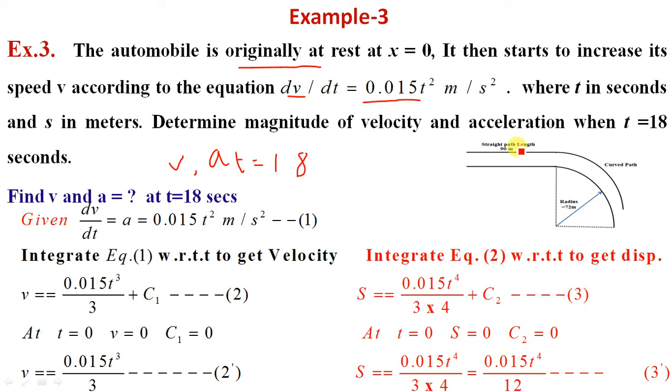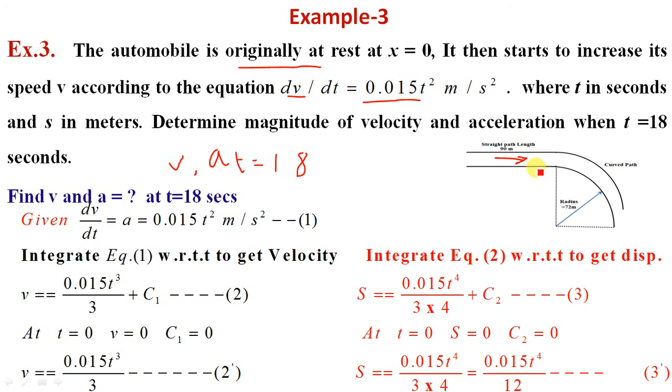This track is given. Initially it is straight and after that it is curved. The motion is in this direction. Okay, so first we have to find out whether the car at t equal to 18 seconds is on a straight path or in a curved path. If it is in a straight path, then the problem becomes quite simple.